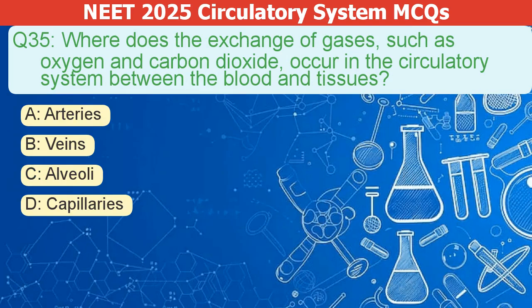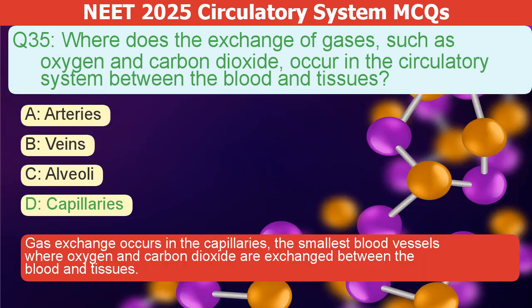Where does the exchange of gases, like oxygen and carbon dioxide, happen in the circulatory system between the blood and tissues? A. Arteries. B. Veins. C. Alveoli. D. Capillaries. The correct answer is D. Gas exchange occurs in the capillaries, the smallest blood vessels where oxygen and carbon dioxide are exchanged between the blood and tissues.